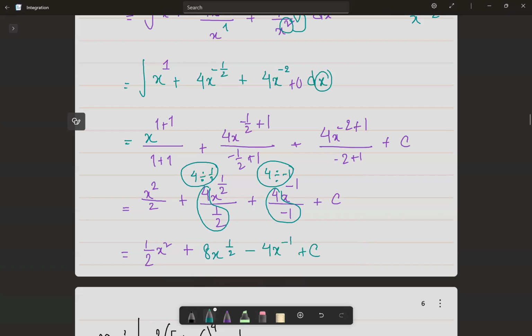So when you simplify, your final answer would be half x square plus 8. Because of x to the power of half, we know x to the power of half means root over x. Then x to the power of minus 1 would mean minus 4 by x, and lastly plus c. So this is your final answer.